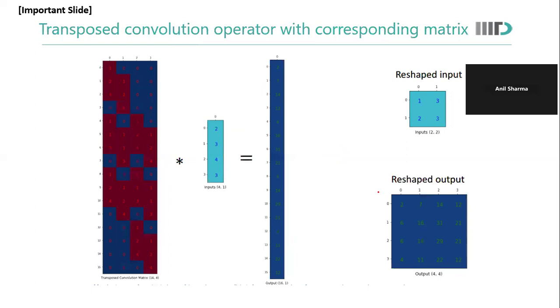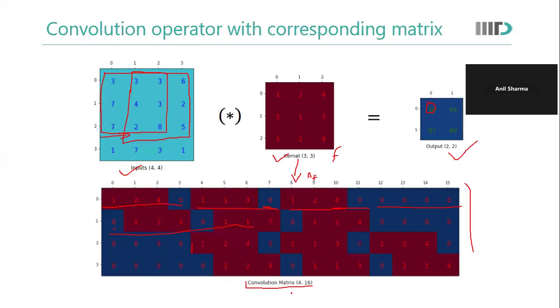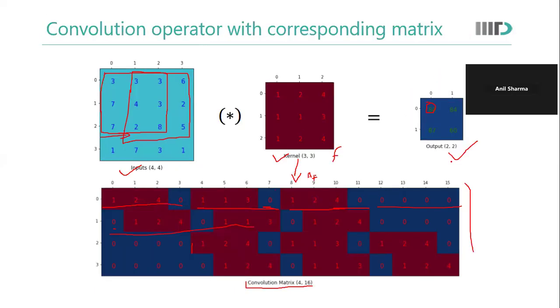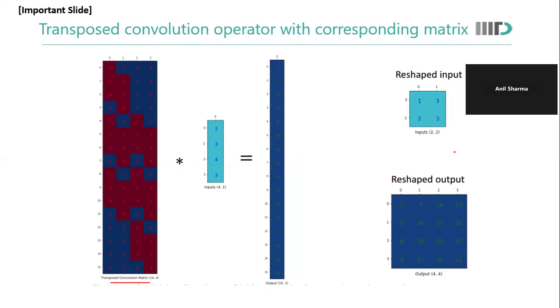Now let's see how the transpose convolution actually works. This is the transpose version of the same matrix. This was 4 cross 16, and we have converted it into 16 cross 4. The input is this. Now the input will be 2 cross 2. I think the numbers are actually wrong here. It should be 84. Oh, sorry. What is happening?